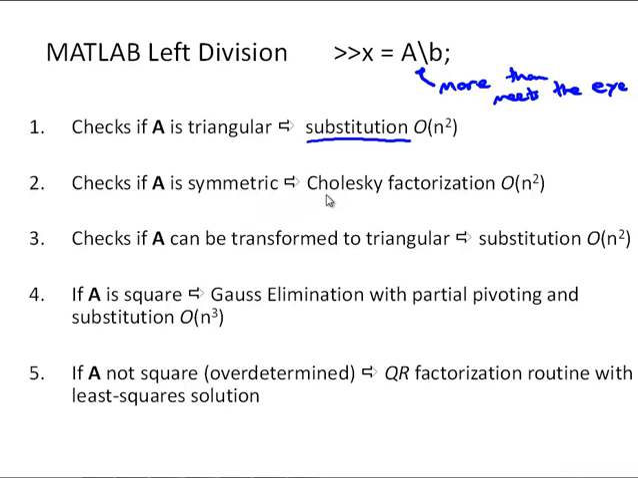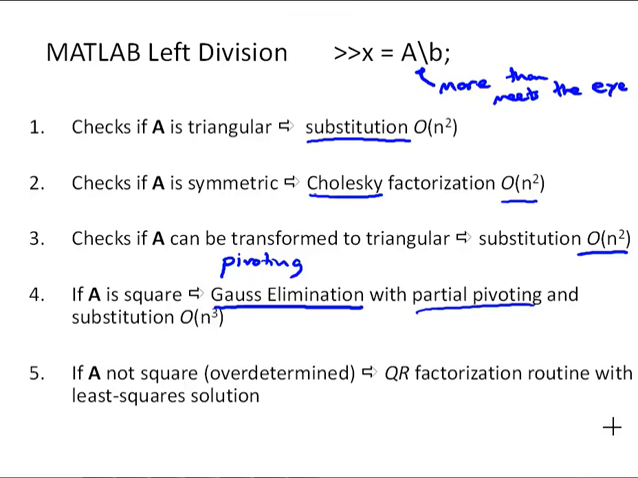If it is, it uses what's called a Cholesky factorization, which we're not going to cover, but it takes advantage of the fact that A is symmetric and is actually another n squared calculation. Next, it checks if A can be transformed to be a triangular matrix, for example, by some pivoting. And if so, again, it's a substitution algorithm that's order n squared. Lastly, if A is square, MATLAB left division is Gauss elimination with partial pivoting. So the pivoting happens automatically.